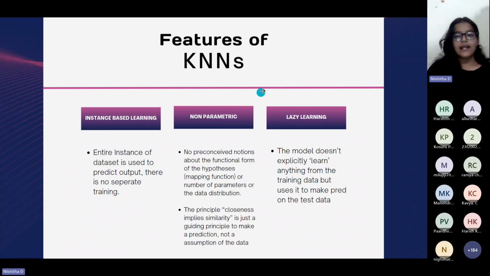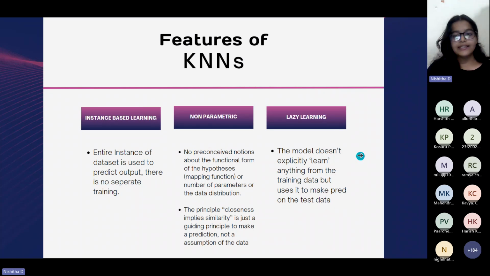It also does something known as lazy learning, meaning that it doesn't explicitly learn something from the training data set. It uses it to make a prediction. That's all. So it doesn't explicitly learn anything from the training data. Those are the features of KNN.